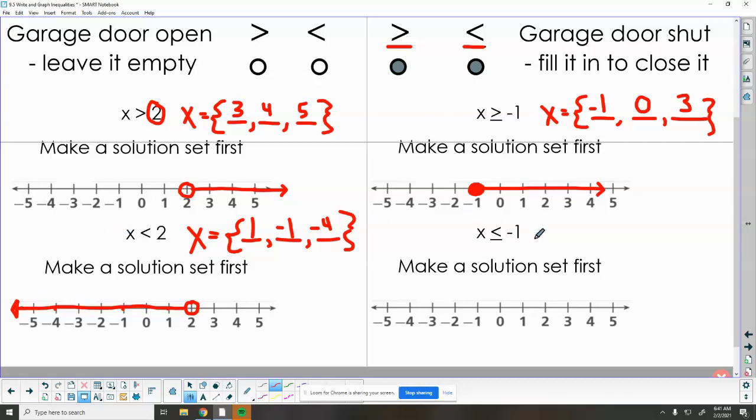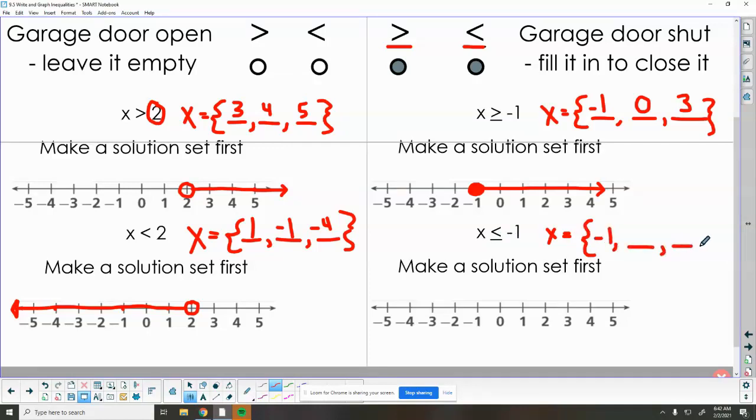Okay, let's try another one here. So we've got X is less than or equal to -1. So this time it's got to be less than -1 or equal to it. So let's come up with our solution set. So the first thing we always want to ask ourselves is, can it equal -1? And yes, it can, because we have this equal sign. So it could be -1.